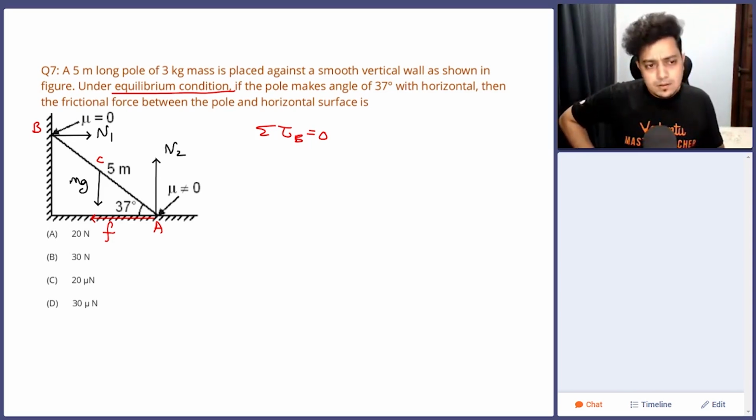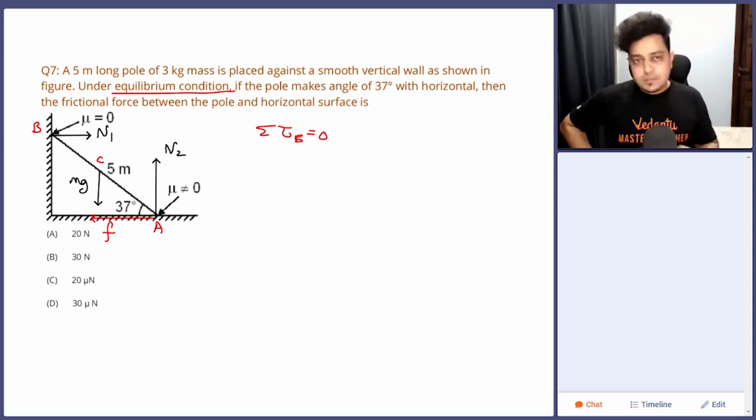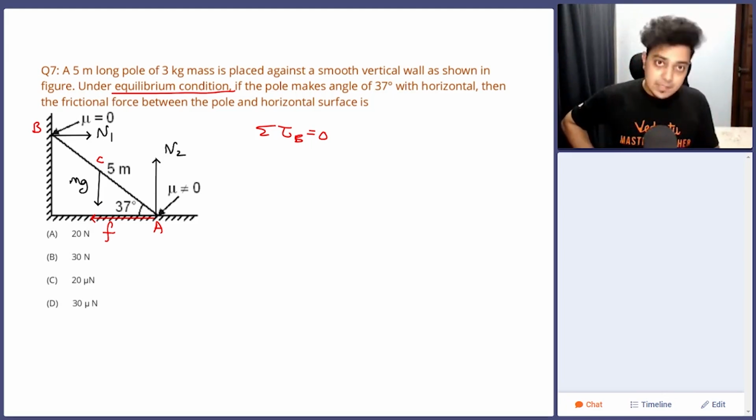So what we can do now, if torque about point B is to be 0, which forces will produce torque? There will be torque of mg, torque of normal reaction, and torque of friction as well. Before I go for that, if I use the earlier condition of equilibrium, where net force will be 0, then also I'll get some equations.